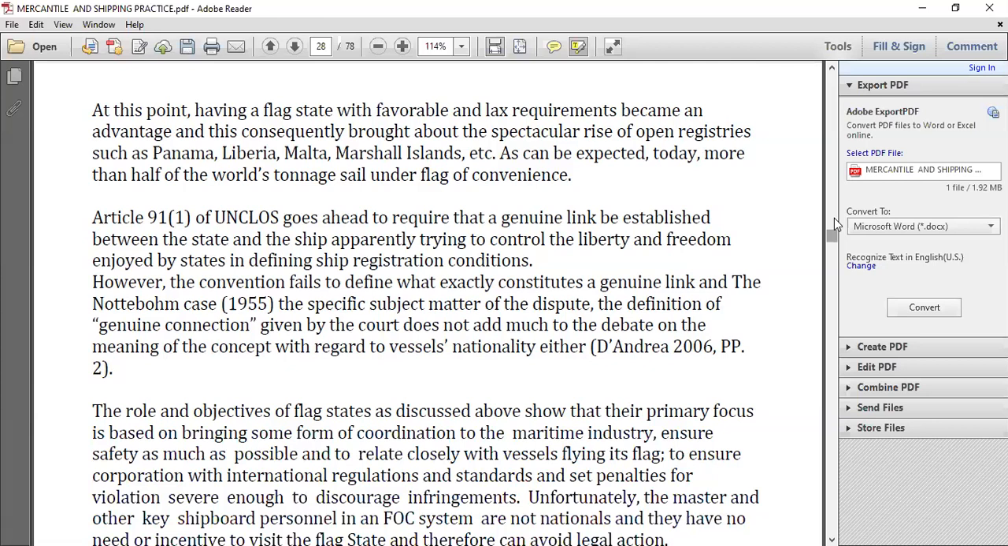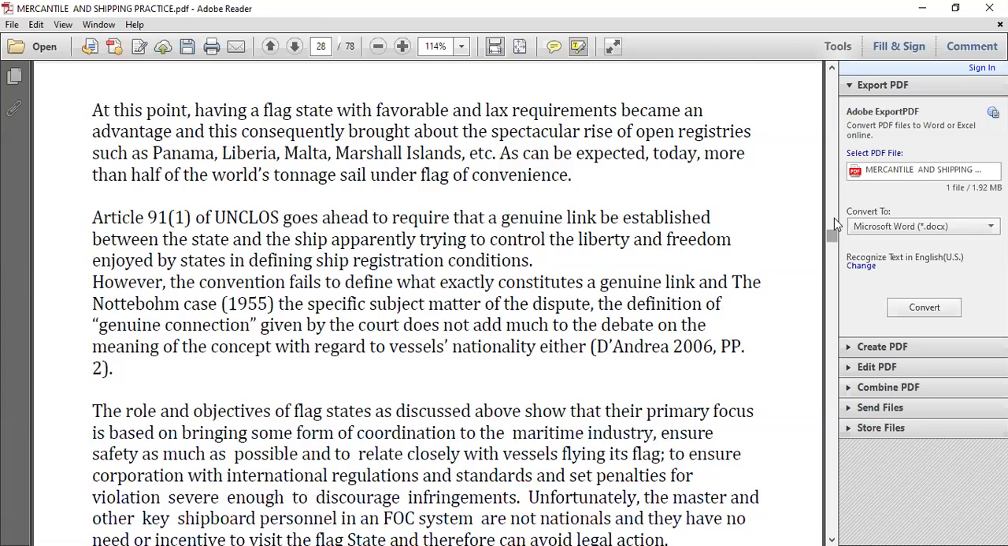In the Nottebohm case of 1955, the specific subject matter of the dispute was such that the definition of a genuine connection given by the court does not add much to the debate on the meaning of the concept with regard to vessel nationalities either. That is Andrea 206, page 2.